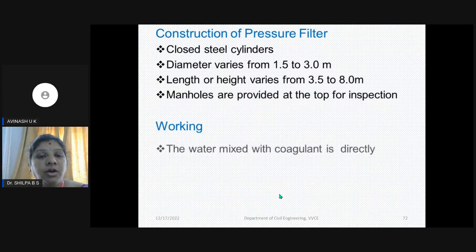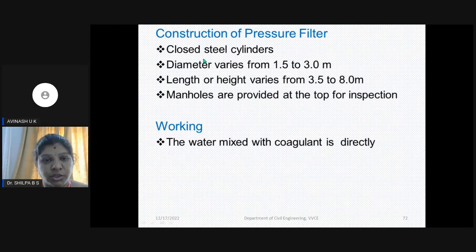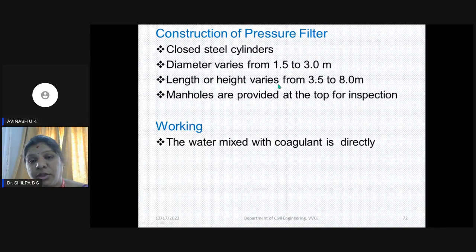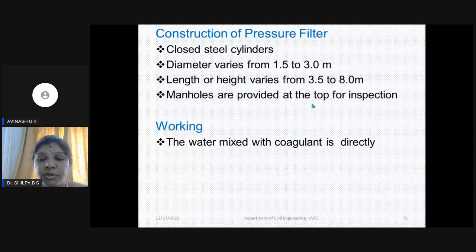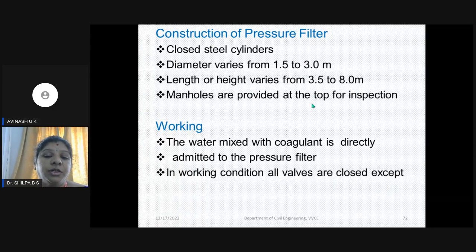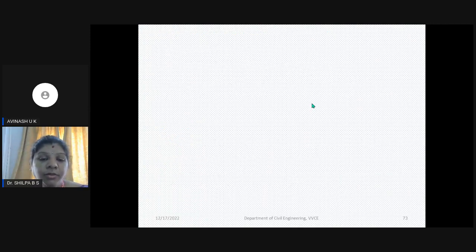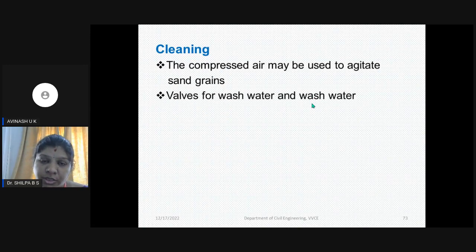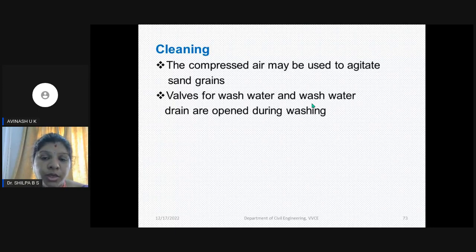These are the important constituents used in the construction: a closed cylinder, diameter 1.5 to 3 meters, length or height 3.5 to 8 meters, and a manhole provided at the top for inspection. Working: water mixed with coagulant is directly admitted to the pressure filter, and in working condition all the valves are closed except the outlet valve. Cleaning is through compressed air to agitate the sand grains, and the valves for wash water and wash water drains are open during the washing.